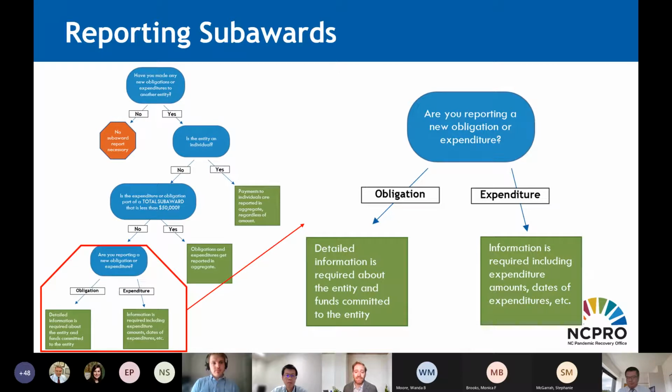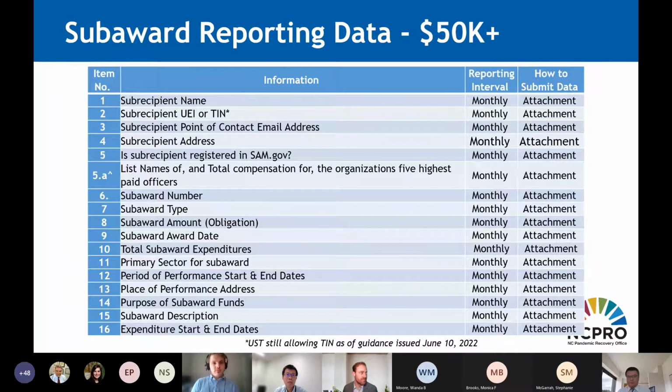and this is where you'll need to provide detailed information about the entity that is going to receive the funds, how much is being committed to them over what period, and so that's on the obligation side, and then on the expenditure side, how much money have you paid out to them? What are the dates of those expenditures? So these are the actual data elements that are included in that subaward reporting for entities receiving $50,000 or more.